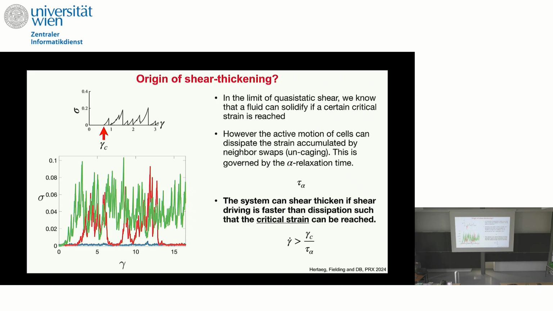The accumulation timescale is given by the alpha relaxation time of these cells. So basically, the typical time it takes to do a T1 rearrangement sets the time at which the stress you can accumulate will dissipate. So if you can put on shear faster than you can dissipate it, then you would be able to achieve the critical strains needed to undergo the rigidity transition.